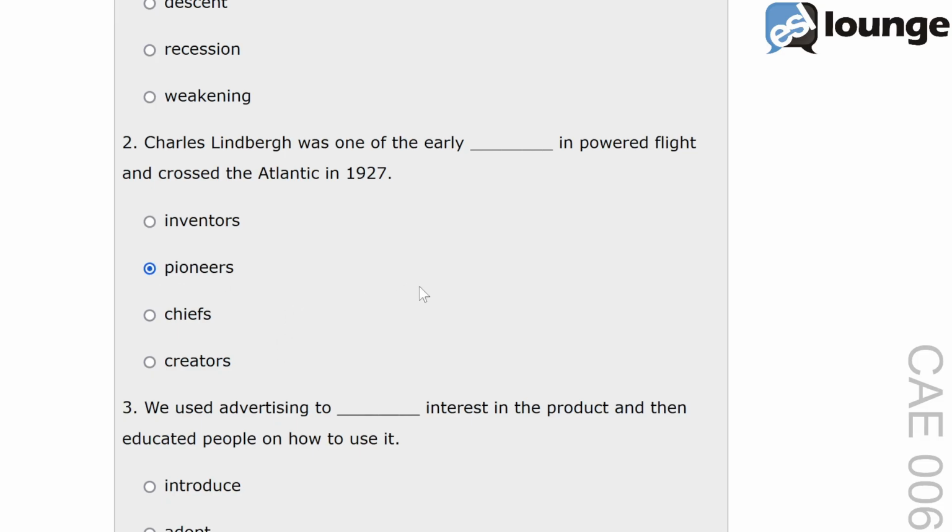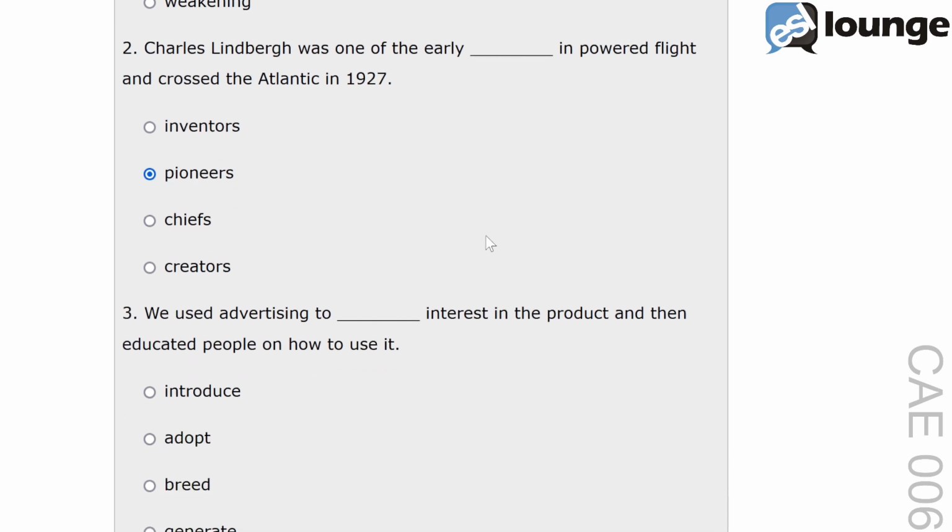Pioneers refers to people who are among the first to explore or settle a new area or field. In this context, it highlights Lindbergh's significant early contributions to aviation. Another example, the pioneers of the computer industry laid the groundwork for modern technology.